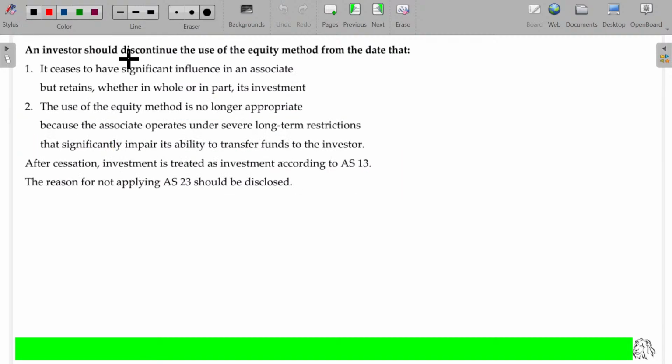An investor should discontinue the use of equity method. So already I followed AS number 23, equity method. Do I want to discontinue? I think I want to discontinue. Will it be possible? Yes, of course possible.